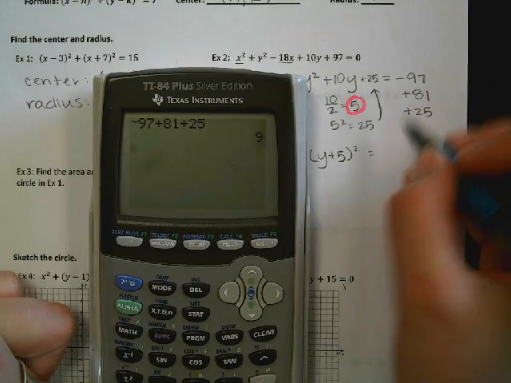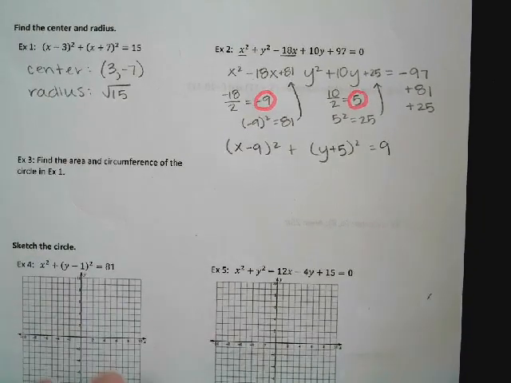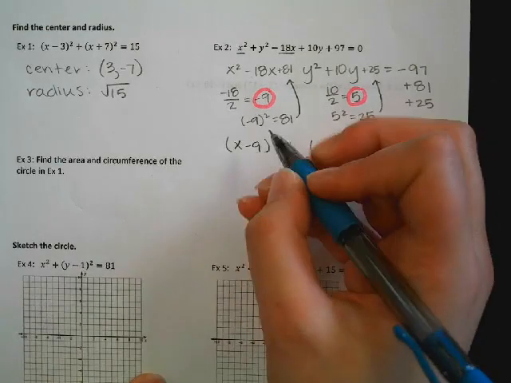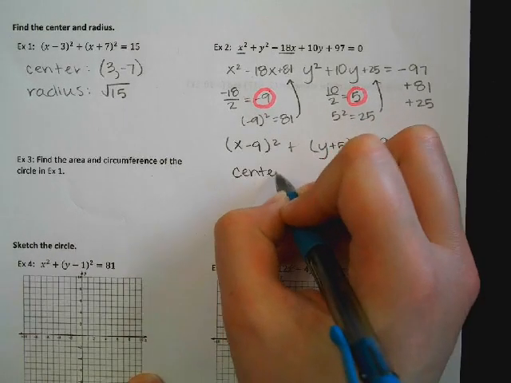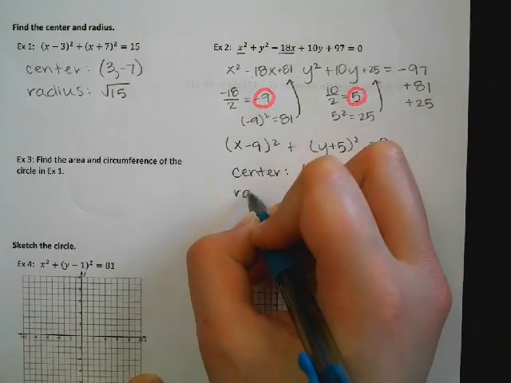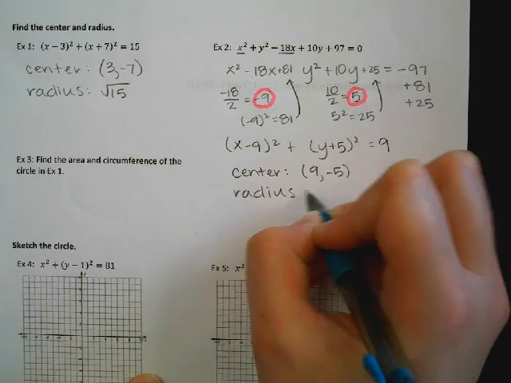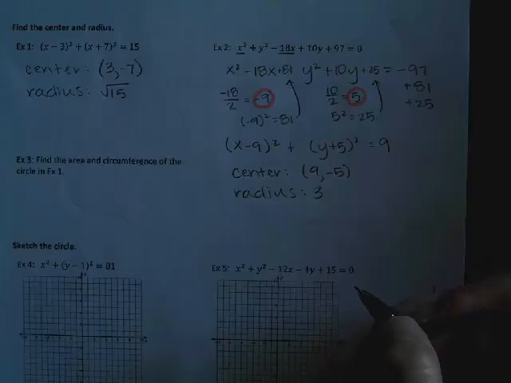So I get 9. Okay, now that I have put it in that standard form, I can go ahead and figure out what the center is and what the radius is. The center of the circle is 9, negative 5. The radius of the circle is the square root of 9, which is 3.